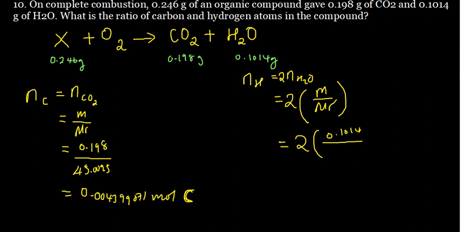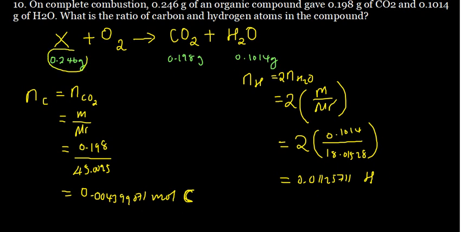So the molar mass we are going to get is 18.01528, and then we are going to say 0.1014 divided by what is in the denominator, which is 18.01528, and then we get to multiply the answer by 2. So we are going to get 0.011257111. So these are the moles of hydrogen on the product side. So the moles of hydrogen on the product side and the moles of carbon on the product side is what we have determined.